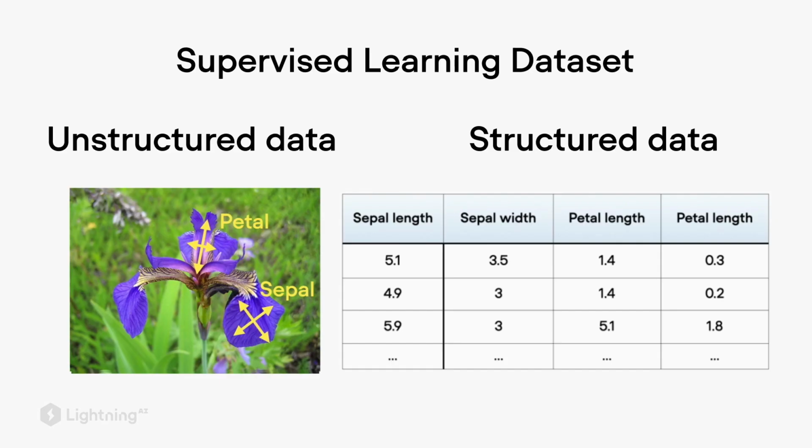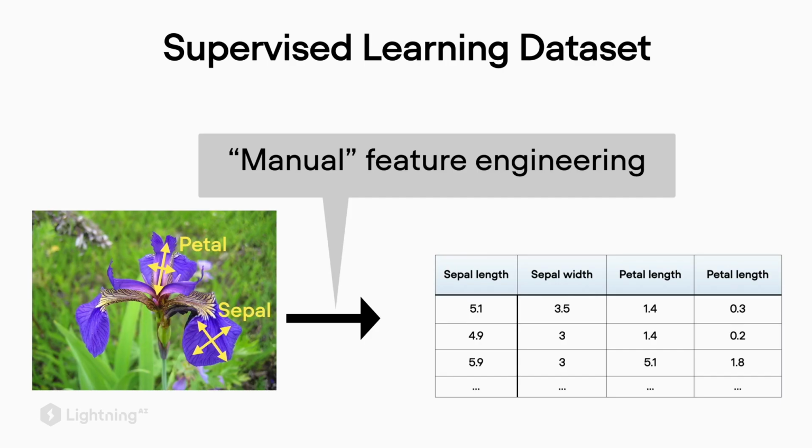And to get to this structured data set, a domain expert would have to look at this unstructured data and extract the features that go into these columns. So in this example, someone applied a ruler to measure the width and the length of the sepals, which are a certain type of leaf of the iris flowers. So the process of extracting these features, we refer to this as manual feature engineering or manual feature extraction.